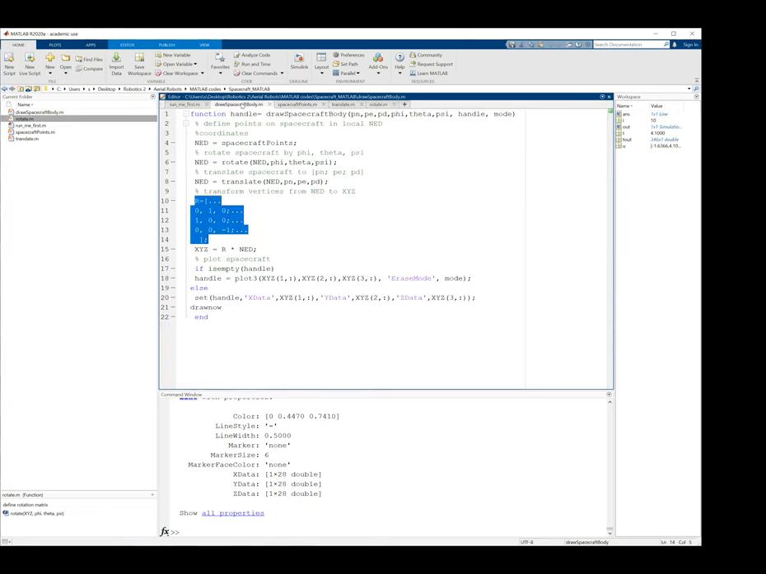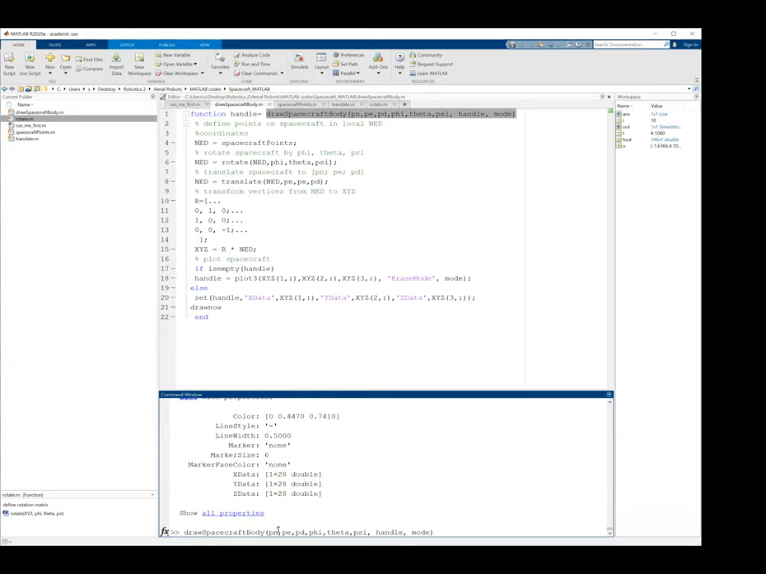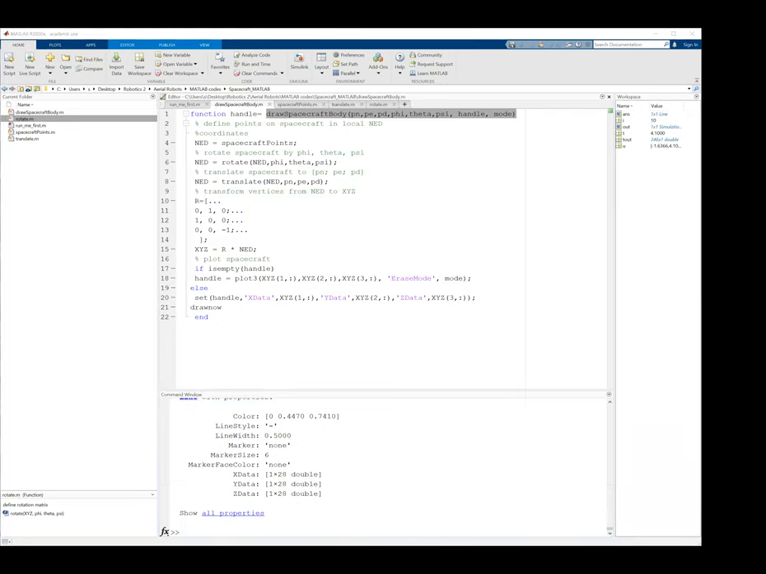Now, I'm going to quickly use this function, draw spacecraft. I'm going to copy it, paste it over here, and change a few things. Let's do this just for a second. I'm going to say this is going to be 1, 1, 1. I will say my phi is 0, theta is 0, psi is 0, no handle. Please note, handle is a pointer, so I'm going to specify an empty pointer, and I'm going to say my mode is none. Run. And once I do this, you should have a spacecraft drawn. And your spacecraft should look something like this.